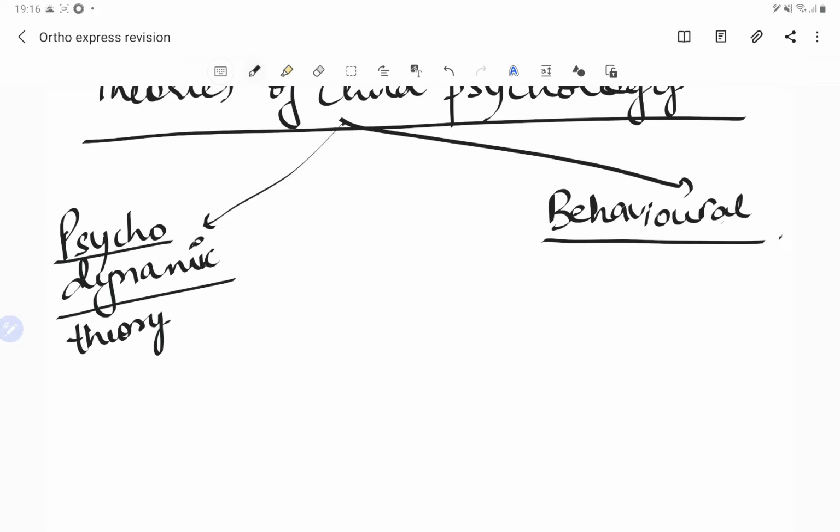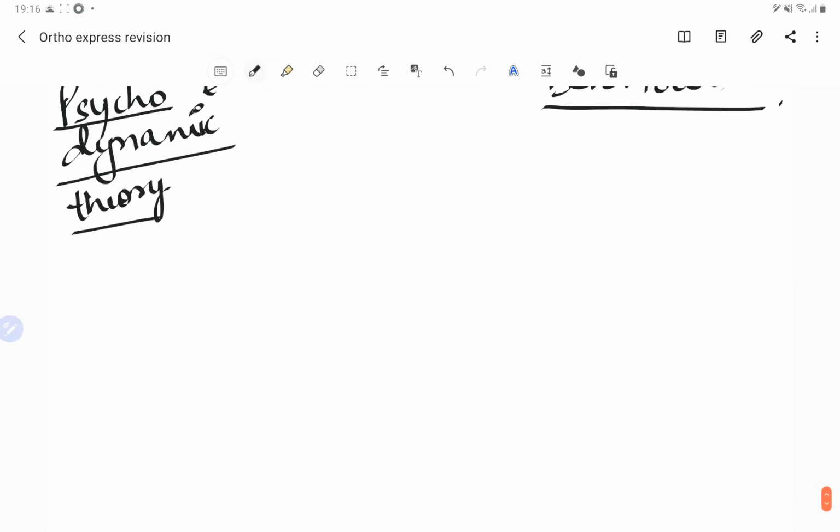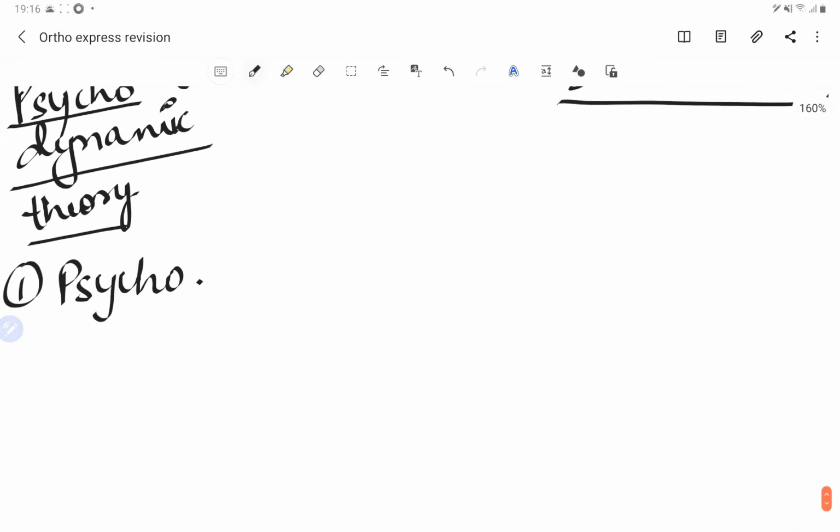So guys, we have the behavioral learning theory. Under the psychodynamic theory, we have the psychosocial theory and the psychosexual theory. First we will talk about the sex, so the psychosexual theory, then we will talk about the society. The psychosexual theory, also called the psychoanalytic theory, was given by Sigmund Freud.